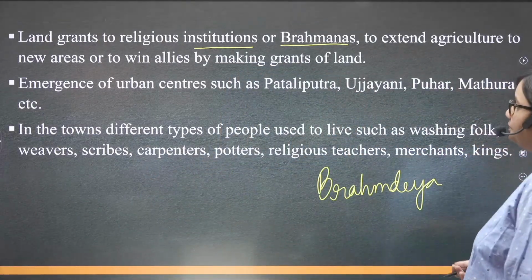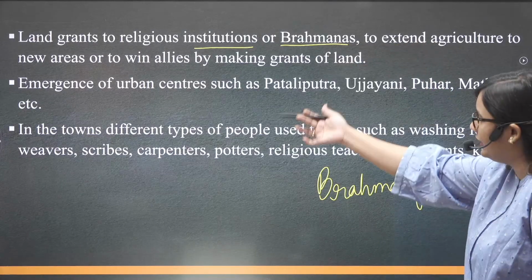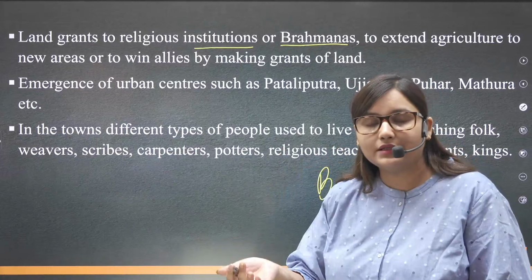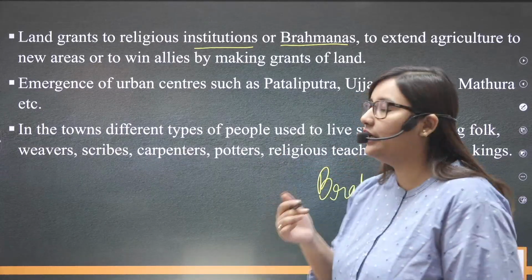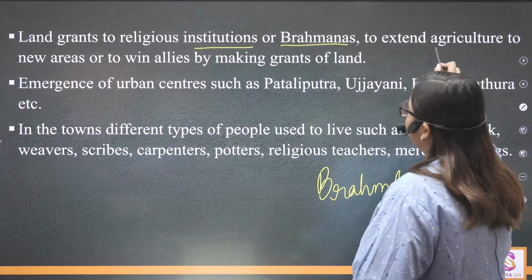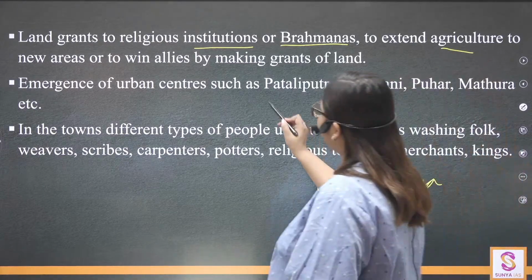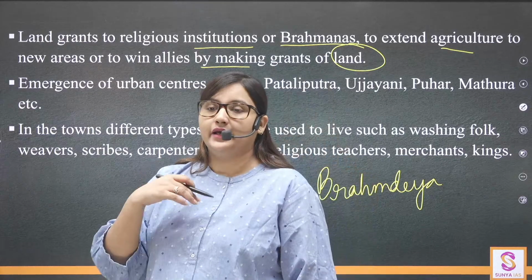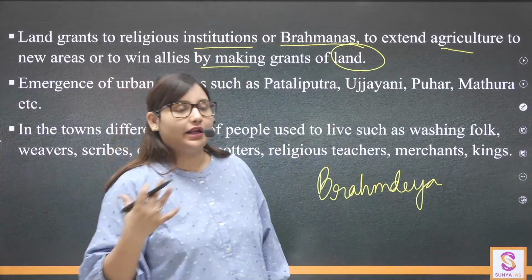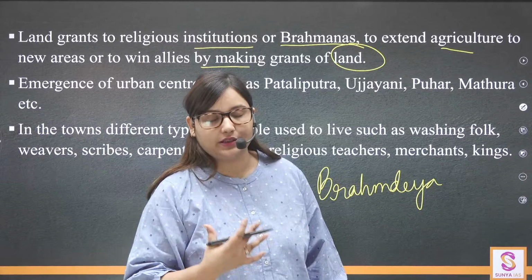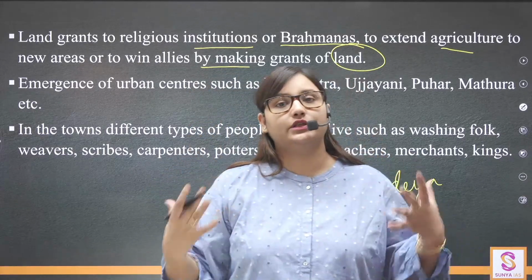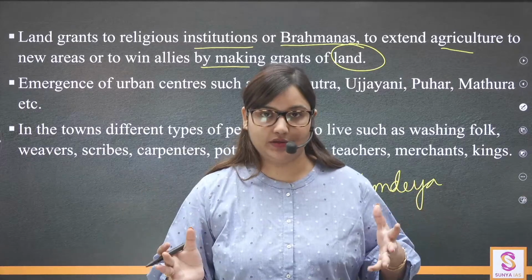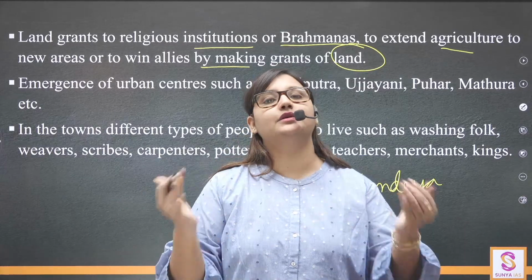Okay, now basically land grants to religious institutions were given, land grants to the temples, land grants to the Brahmins, and it was to extend agriculture to new areas or to win allies by making grants of land. Okay, so if I give a land grant to a temple, I'll be very popular among the public. See, people like to see the king making liberal donations. It will increase the prestige of the king.